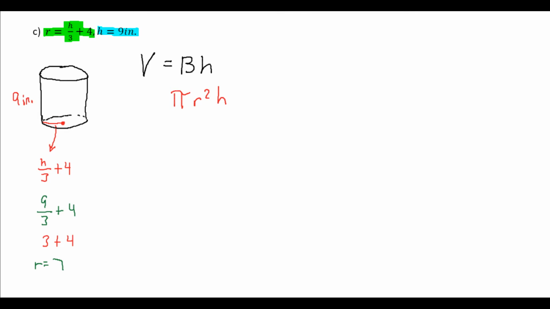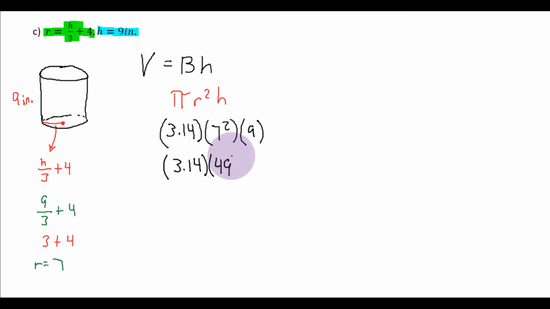All right, so we're going to use 3.14 again for pi, and we're going to multiply by the radius. The radius is 7 here, so 7 squared times the height. And the height is equivalent to 9 inches. So I'm going to plug 9 in here. Okay, so the first thing I want to do is find out what 7 squared is. So 3.14. Now 7 squared, or 7 times 7, is equivalent to 49. So times 49 times 9.